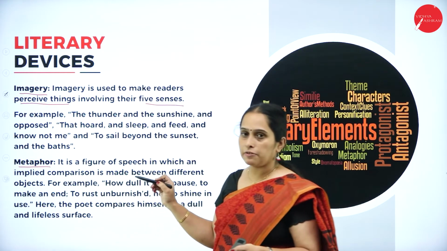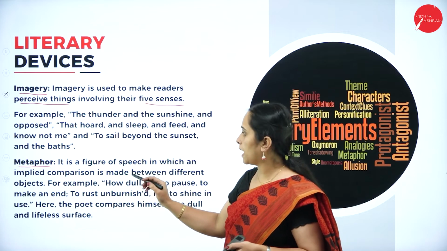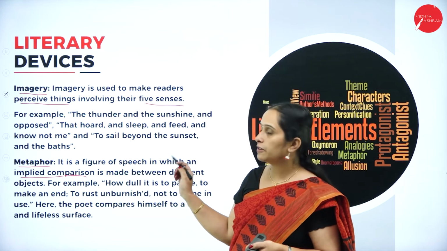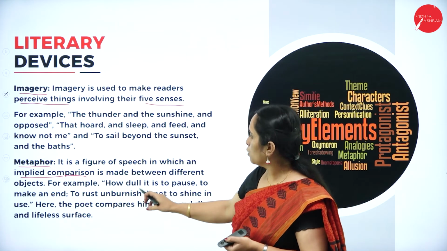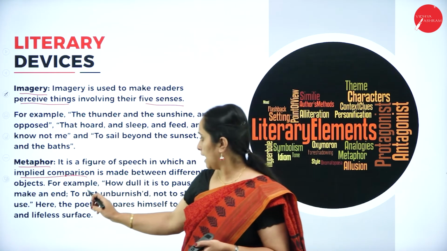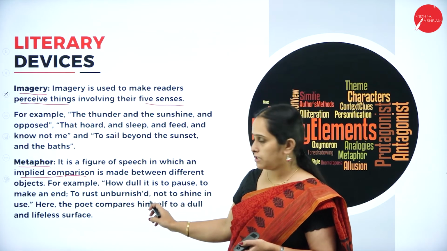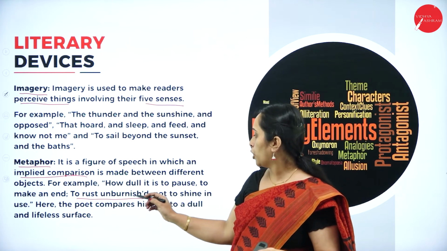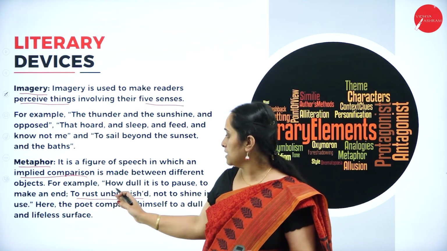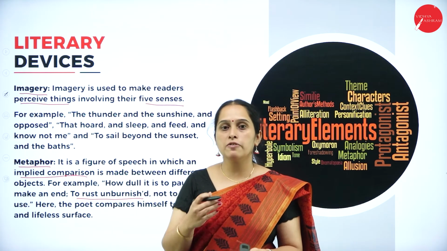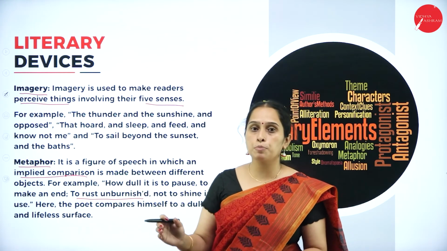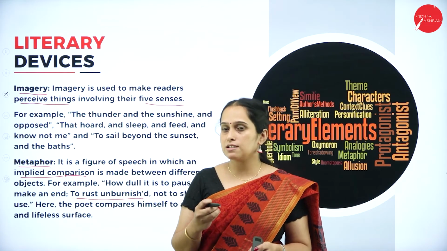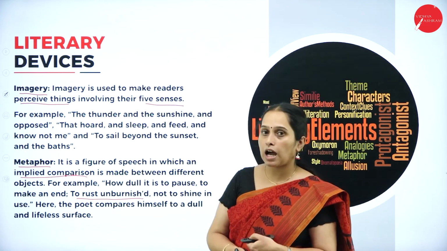Metaphor. Metaphor is a figure of speech in which an implied comparison is made between different objects. For example, how dull it is to pause, to make an end, to rust unburnished, not to shine in use. Here, the poet compares himself to a lifeless surface, to iron. Unburnished means unpolished iron which gets rust if it is not polished properly. So he is comparing himself to the unburnished rust.